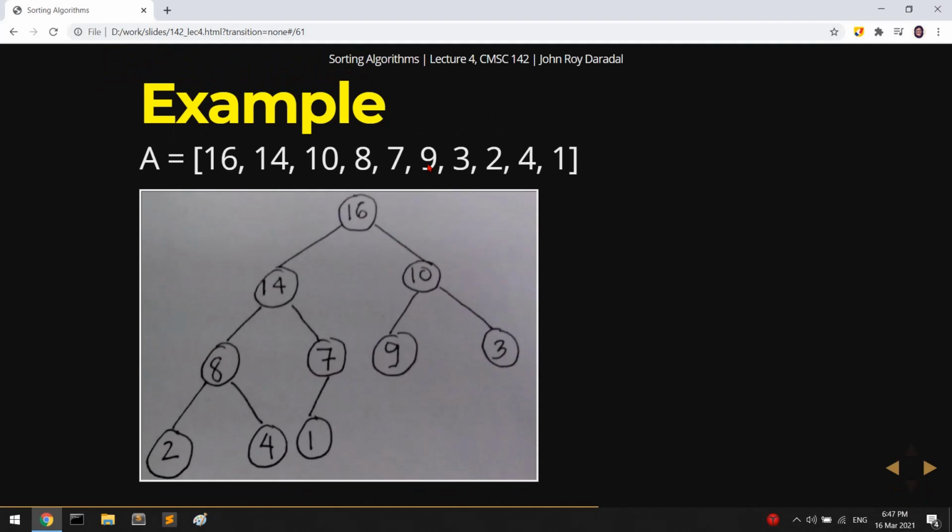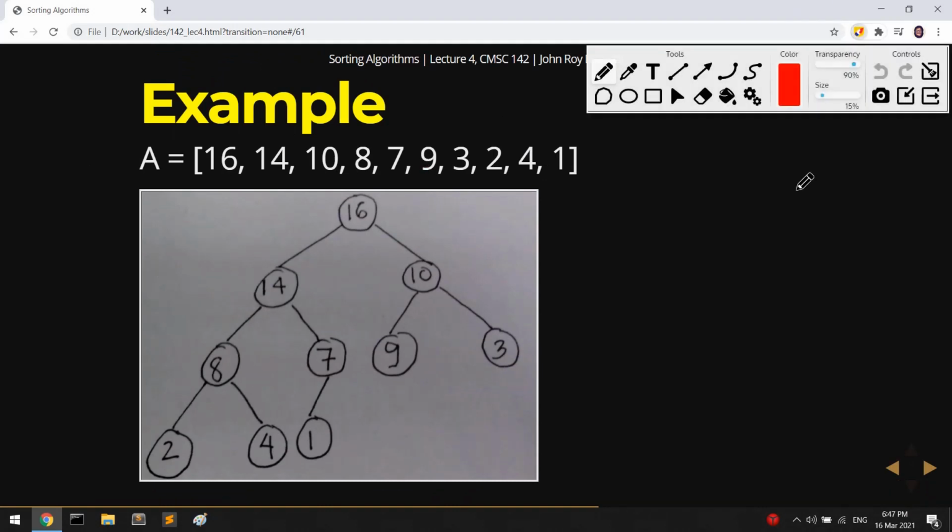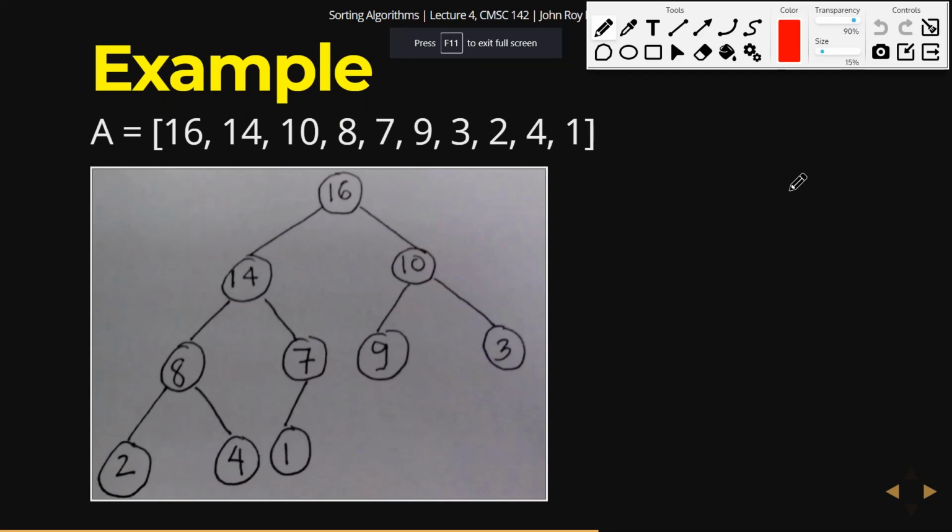Sorry. So again, log of 10 base 2 is actually around 3 point something, right? Because log of 8 base 2 is already 3. Log of 16 base 2 is 4. So log of 10 base 2 should be between 3 and 4. So if we take the ceiling of this, we should have 4 levels. So 1, 2, 3, 4 levels. That's the height of the heap.